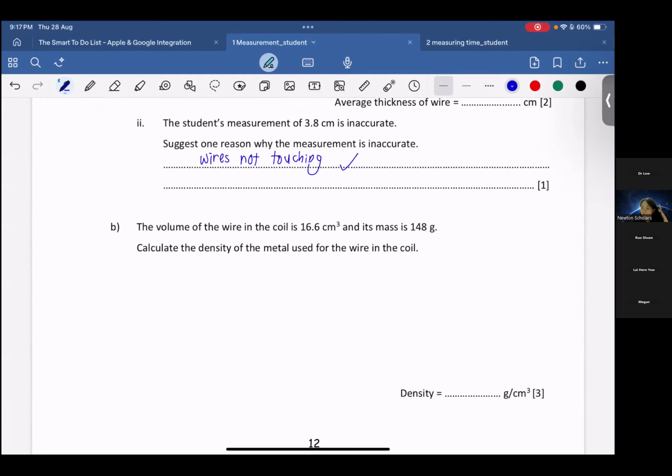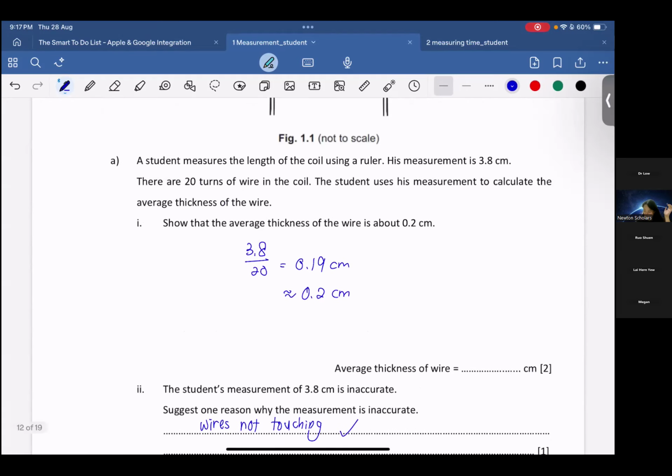Roshuen, you can write 0.19. I will write it this way, 0.19 cm. Then I will show approximately 0.2 cm. I will show it in this way.